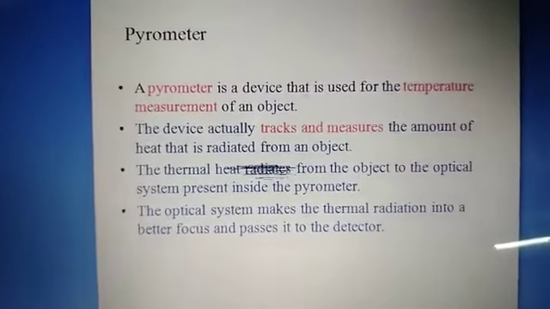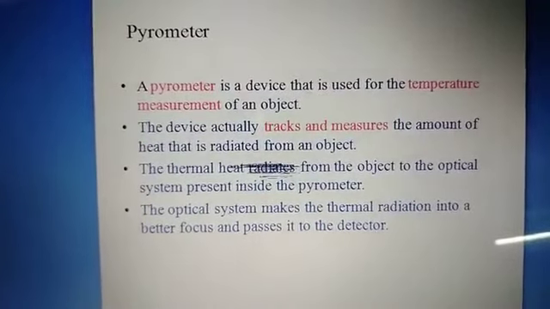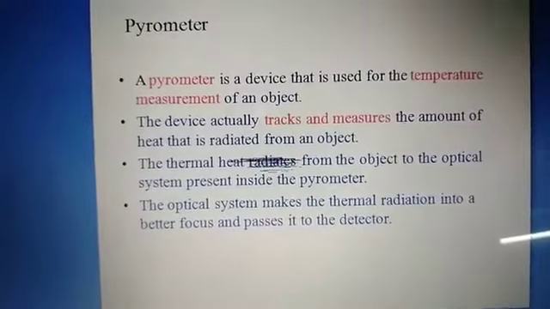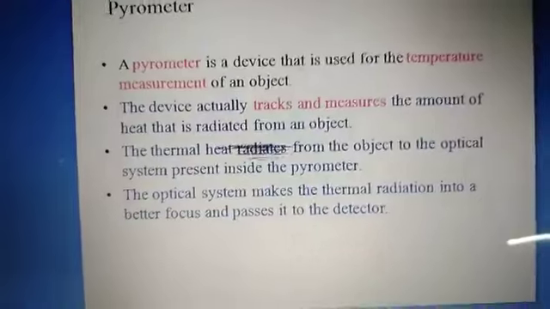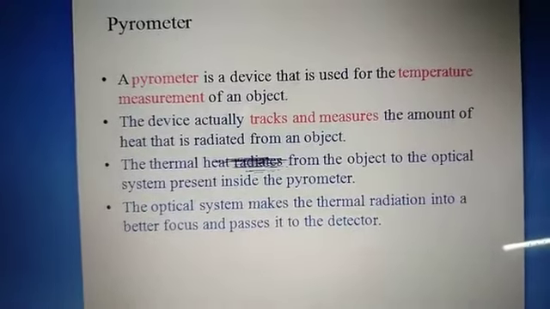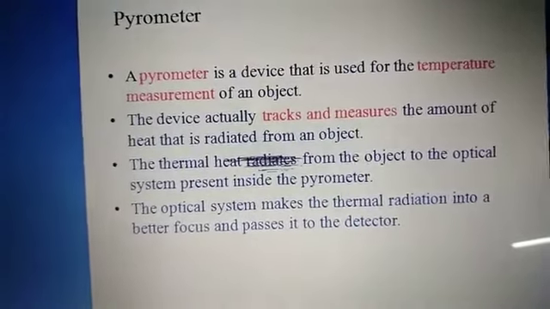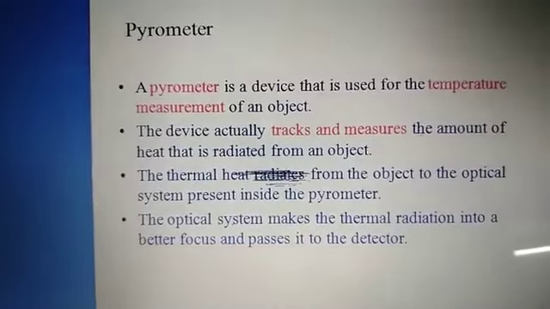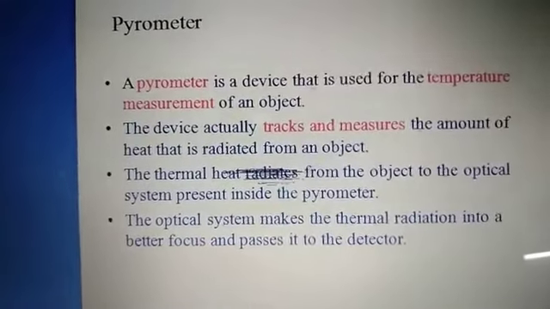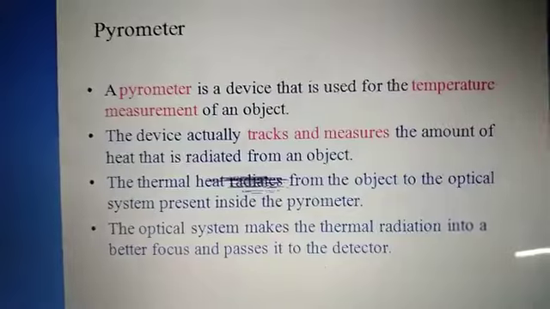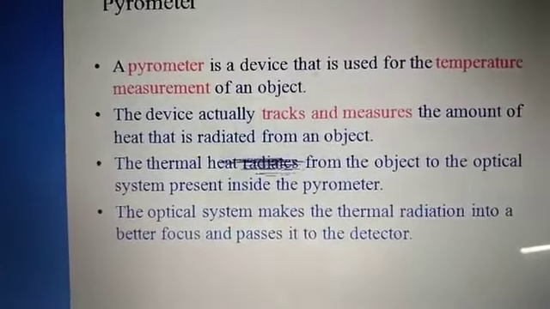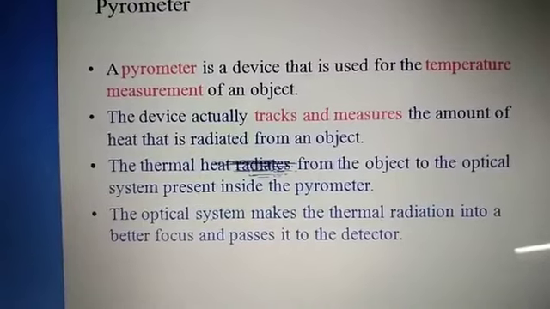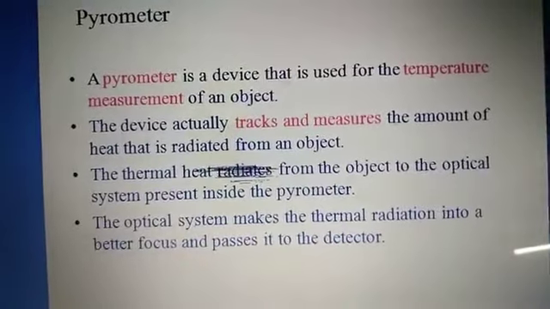Hello, good morning. Today I would like to explain about pyrometers. A pyrometer is a device that is used for measurement of temperature of an object. It is one of the temperature measurement transducers. It will measure temperatures in the range of 700 degrees to 2500 degrees centigrade.